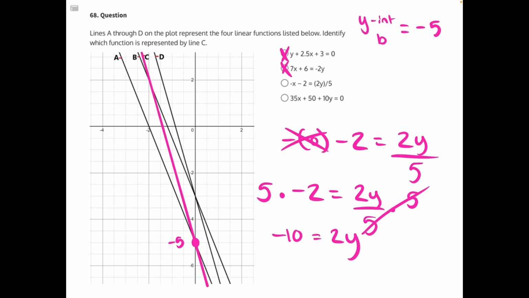And then 2 is being multiplied to y, so we need to divide opposite operations, both sides by 2. And that will leave us with -10 divided by 2, which is -5. And that means C is our correct answer.